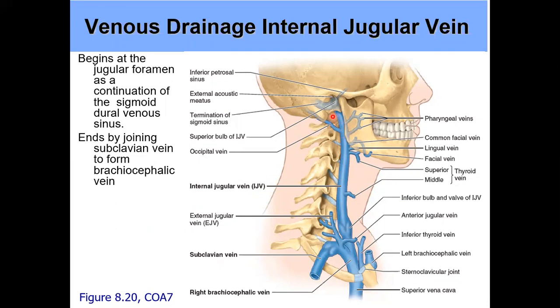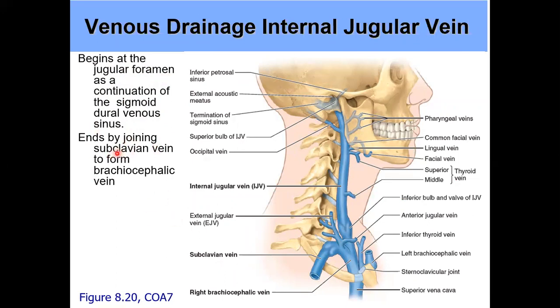Important thing to note. So actually, I won't get too much into that. So yeah, here's your internal jugular vein. It begins at the jugular foramen as a continuation of the sigmoid dural venous sinus. Don't worry too much about this until she gets into the venous blood supply in the brain. Just know that the IJV is a continuation of the sigmoid sinus, and it starts at the jugular foramen. And foramen just means hole, and it's called the jugular foramen because it's big.